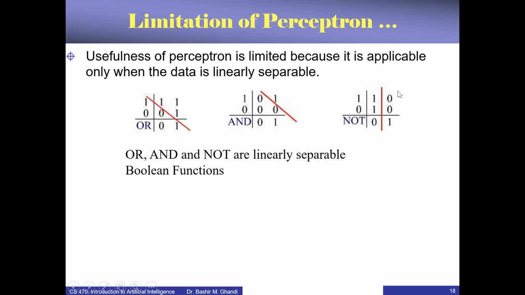The last example here is the NOT. So the NOT is a negator. If you give it a 0, it will change it to 1. If you give it a 1, it will change it to 0. So you can separate the two values into ones and zeros. But the XOR Boolean function, unfortunately, is not linearly separable.